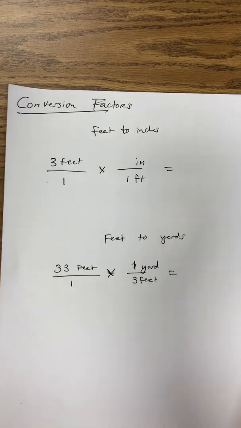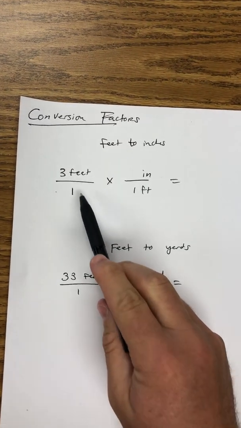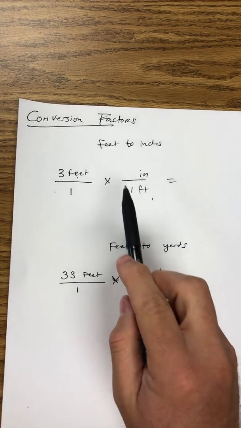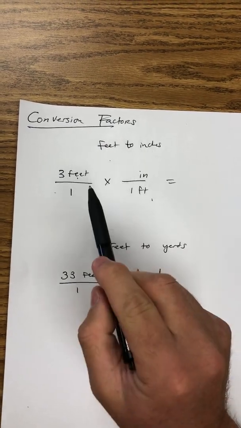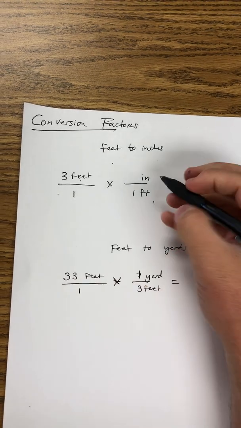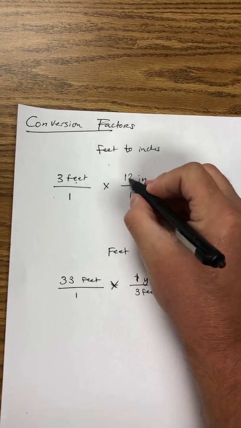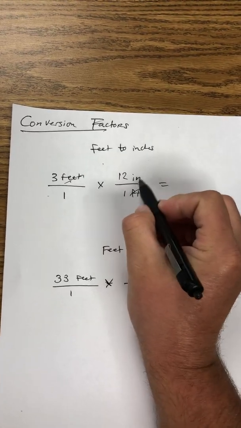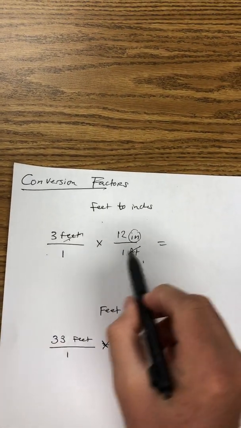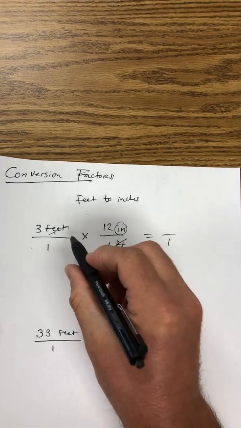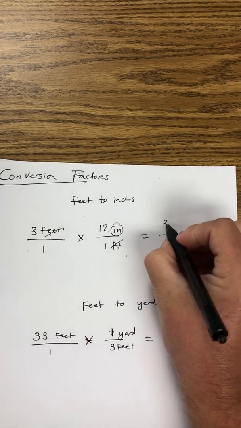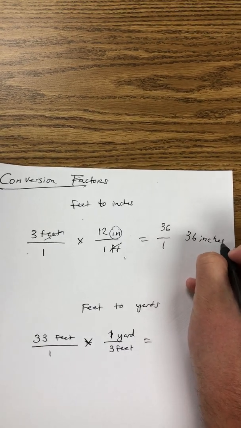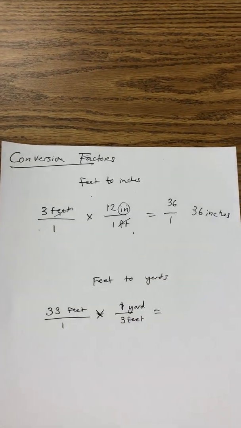I'm going to give you a couple different examples. I need to always try to cross off the thing that I'm converting. So if I'm going from feet to inches, I know that there are 12 inches in 1 foot. And I'm going to be able to now cross these off to get my inches. 1 times 1 would be 1. 3 times 12 would be 36. That's 36 inches. Okay, and I did that by converting.